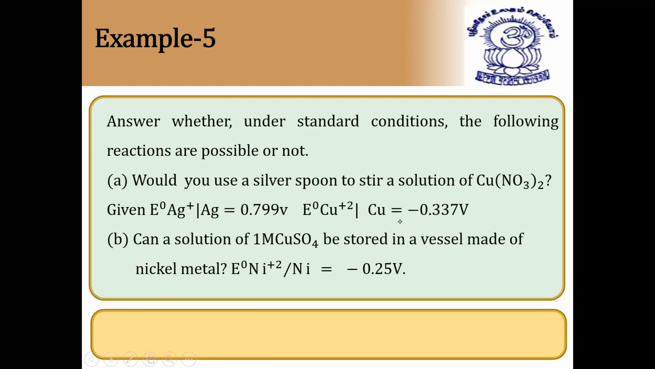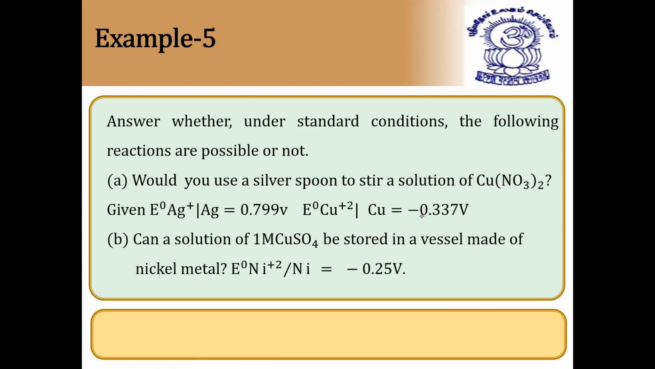Answer whether under standard conditions the following reactions are possible or not. Would you use a silver spoon to stir copper nitrate? So we know that copper electrode potential is minus 0.337 and silver is positive. So copper can easily displace silver from its salt solution. So we use a silver spoon to stir the solution of copper nitrate. So what happens? Copper reduces silver ions to silver.